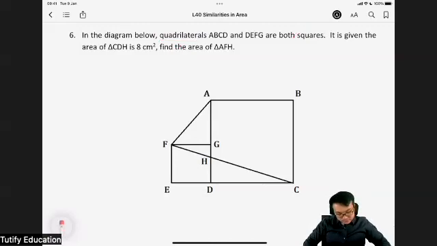And they also told you triangle CDH has an area of 8 cm square. What is the question trying to ask? Find the area of triangle AFH. There you go. They want you to find this area here. Okay, students, can you try to use the butterfly concept to find the area of AFH and type your answer in the chat group? I'll give you 2 minutes.